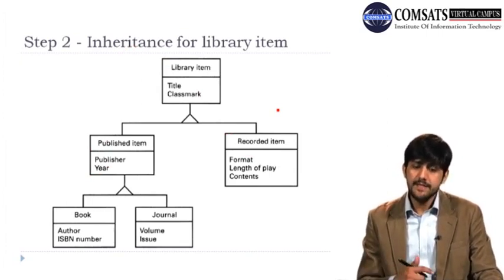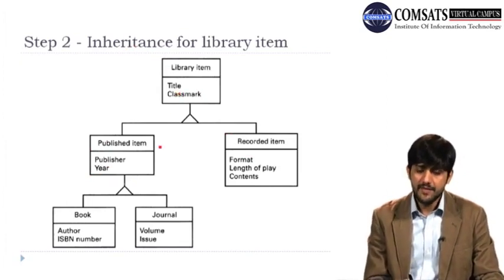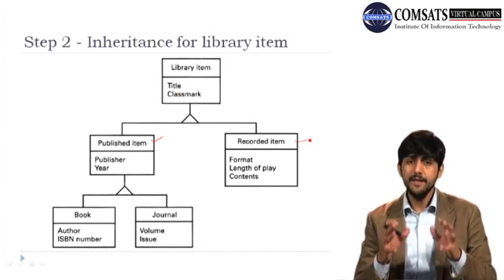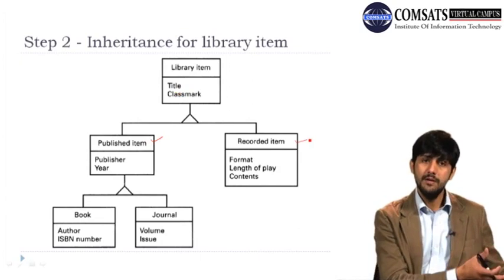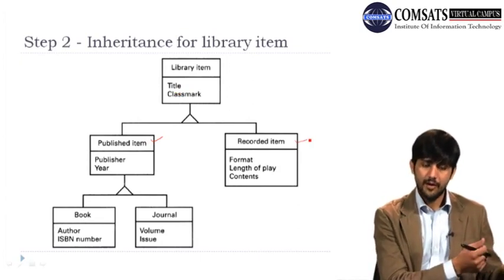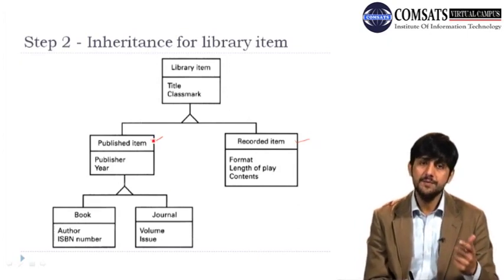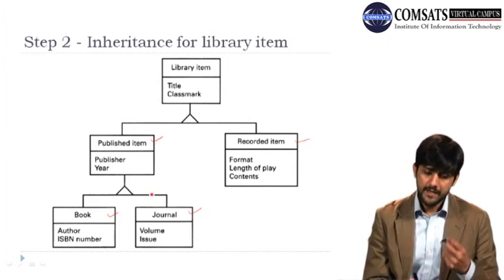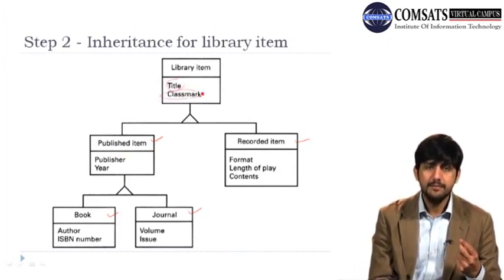So similarly, inheritance for library item. Library items can be of two categories. We have these published items and we have recorded items. Again, remember that we are generating all this information from the description that we had, or the different types of relationships that we identified. And then within published items, we have multiple categories. We have a book and a journal. So each published item has a title and a class mark.